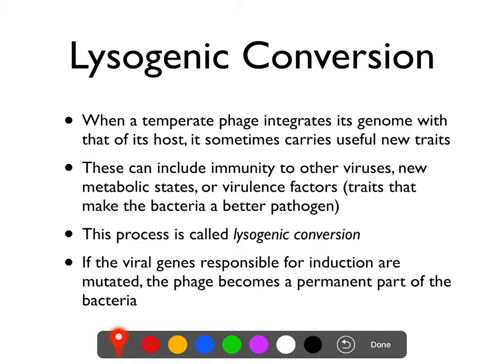So when a temperate phage integrates its genome with the bacteria, it can carry new genes. The first thing it's going to do is teach the cell how not to get infected by other viruses, right? Because if you're a nice lysogenic phage, sitting inside of a bacterial chromosome, the last thing you want is some other virus coming in and muscling in on your turf. So it's going to teach the bacteria how to not get infected by viruses. It might bring in new metabolic states, like teach it how to use new energy resources. Often it brings in virulence factors that teach the bacteria how to become more pathogenic.